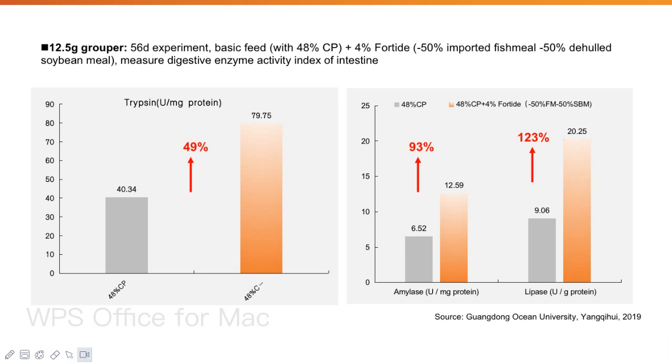After 56 days, the test results show that for the 4% Fortide group, the activities of trypsin, amylase, and lipase increased significantly. Trypsin's activity increased by 48%, amylase activity increased by 83%, and lipase activity increased by 123%, and the improvement is very significant.